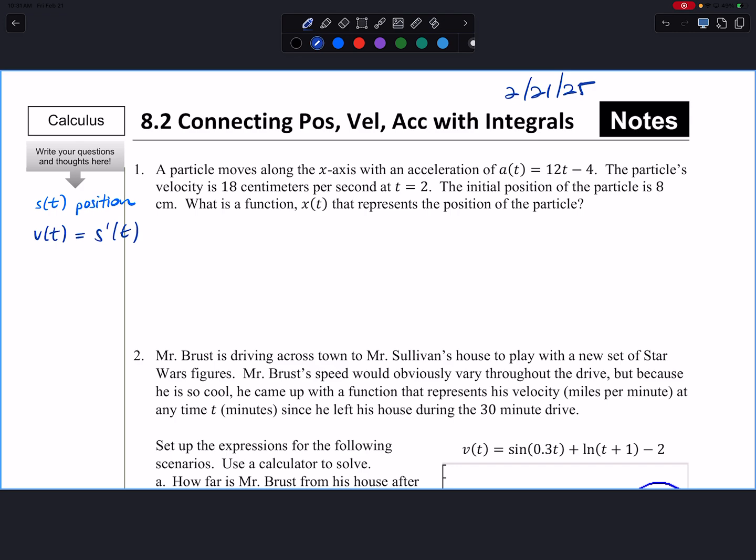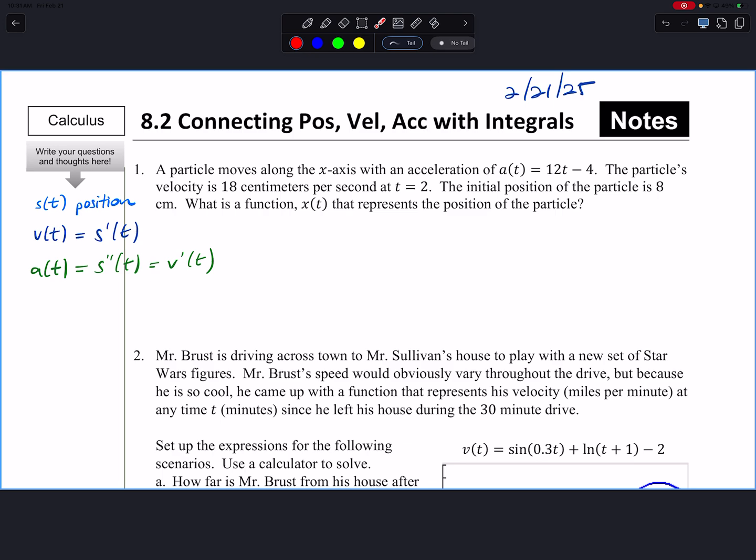And then if I took the derivative of velocity, what did I get? Acceleration. So the second derivative of position is velocity, right? The second derivative of position gives me acceleration. The derivative of velocity gives me acceleration.